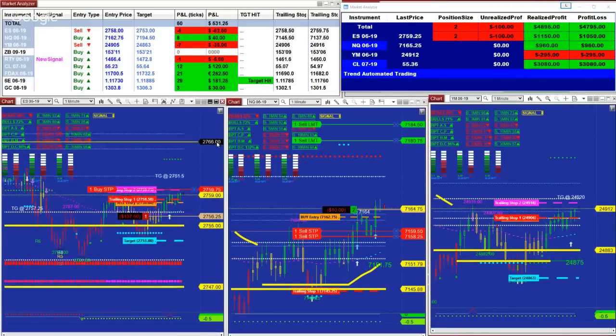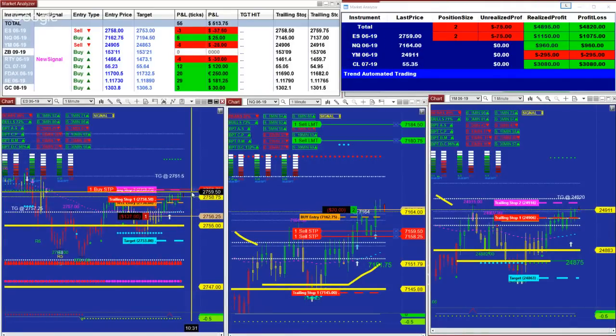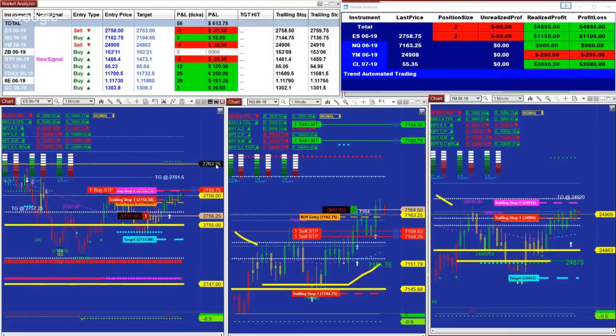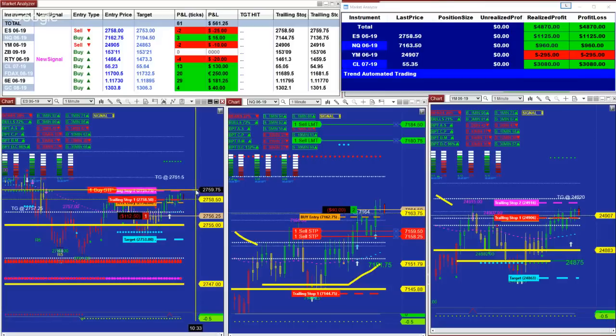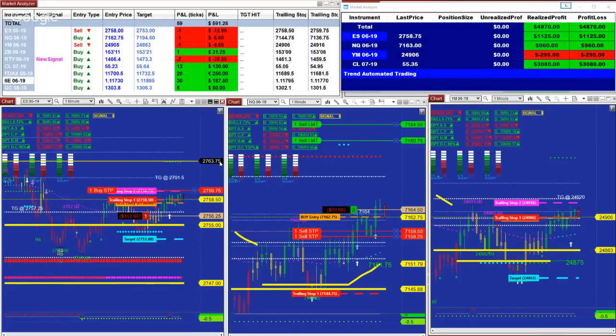So there we go. Look at this. The key right now is 5975 on the ES. If we don't break the 5975, your Nasdaq trade is not gonna go anywhere. So we need to break that 5975.